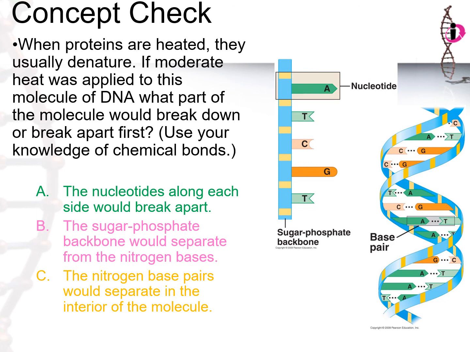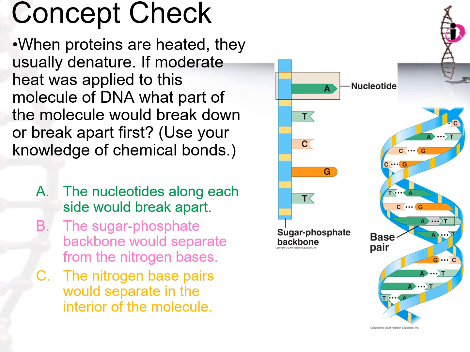All right, here's another kind of application question. When proteins are heated, they usually denature. If moderate heat is applied to a molecule of DNA, what part of the molecule would break down first or break apart first? So first we have to think about proteins. When proteins denature, what bonds break? So let's go back and think about the kinds of bonds we find in proteins. What kind of bond connects amino acids together to form primary structure? They're covalent bonds and they're called peptide bonds.